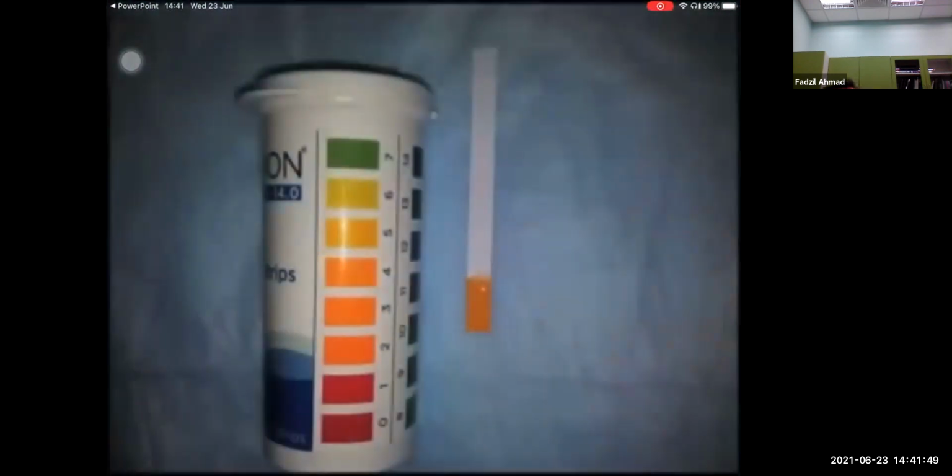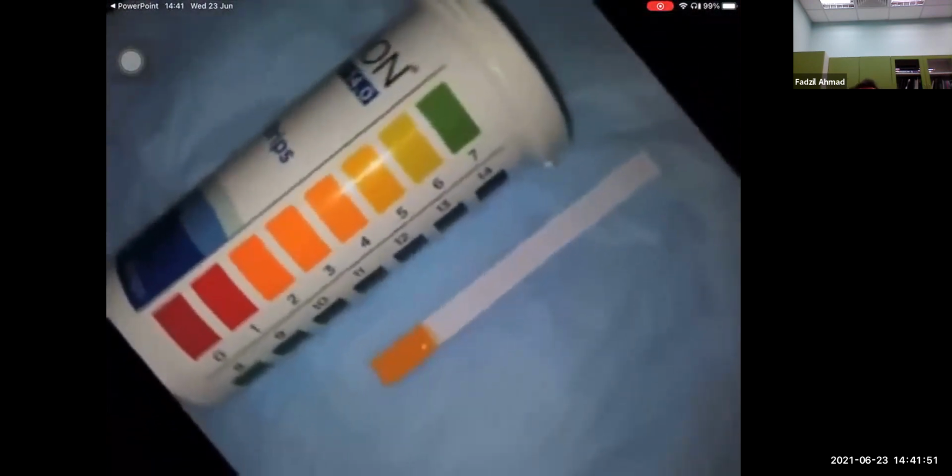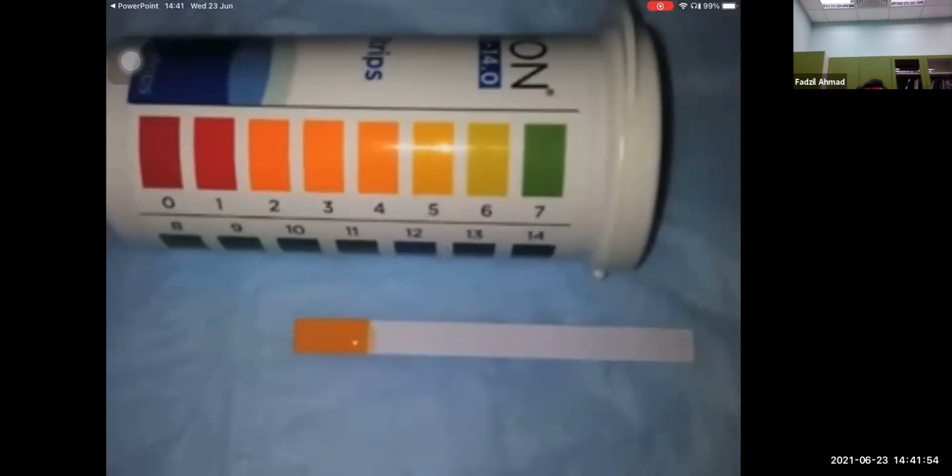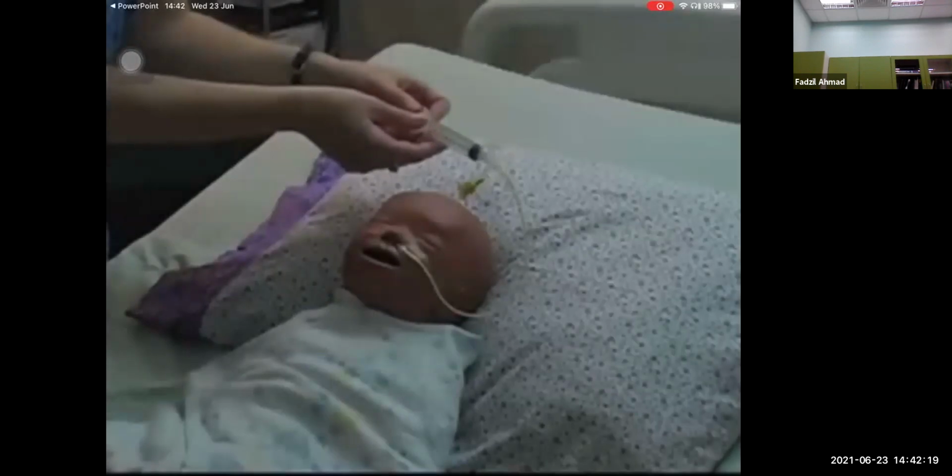Completely cover the test area on the strip with the fluid. The pH of the stomach fluid should be a range from 1 to 5. If the pH is greater than 5, do not use the tube. Wait 15 to 30 minutes, then recheck the pH. If the pH remains greater than 5, take the tube out and reinsert it. If the pH is still greater than 5, do not use the tube and call your doctor or nurse practitioner.